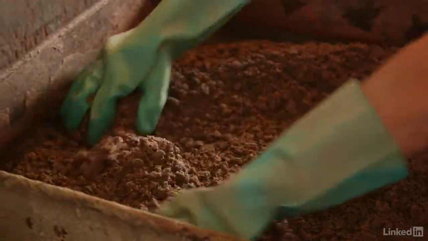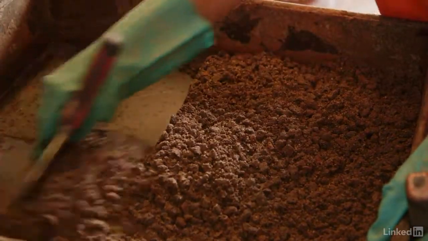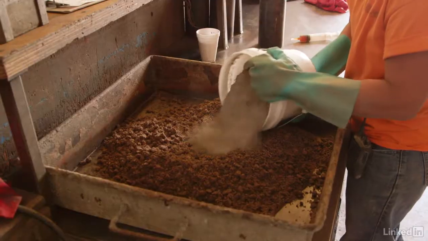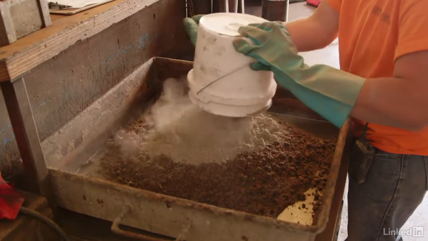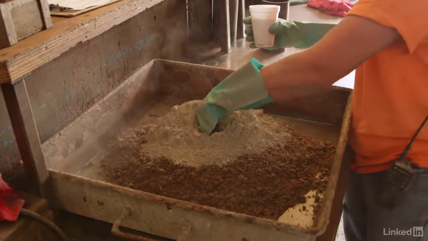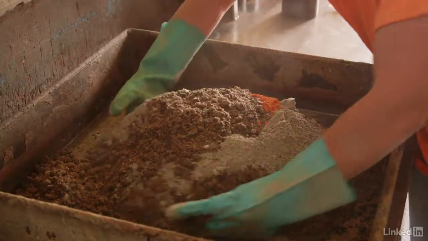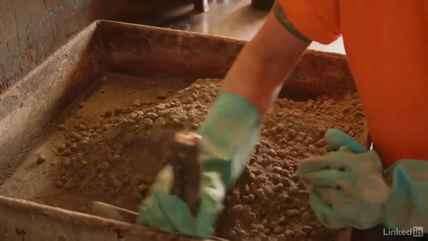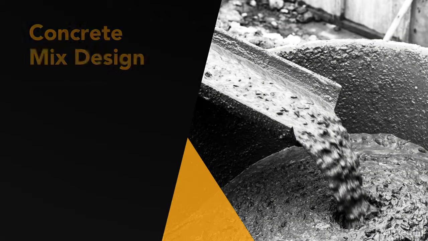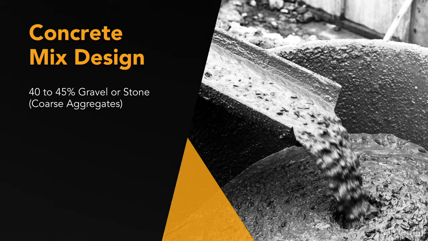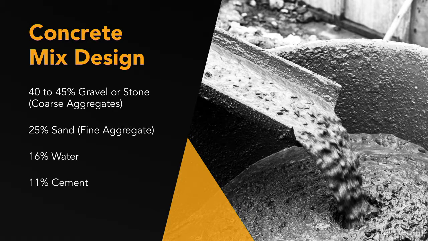This mix design is going to be produced by a concrete technician, someone that has a high level of training in how to proportion these ingredients, and they're going to make sure that they get the results that are needed. Now, these proportions and products will change, and that'll depend on the needs of the project. But the general proportions of each of these ingredients is about 40 to 45% coarse aggregates, about 25% sand, 16% water, and then about 11% of it is our cement.